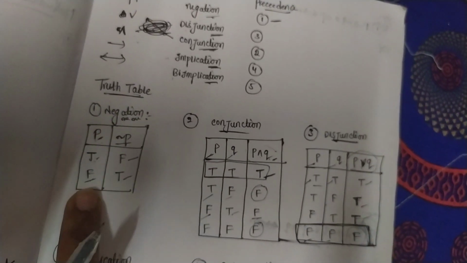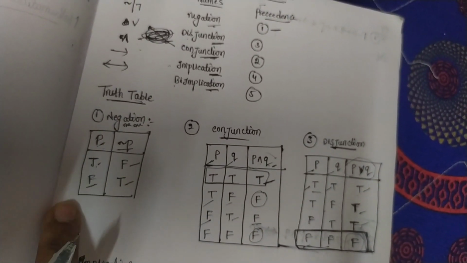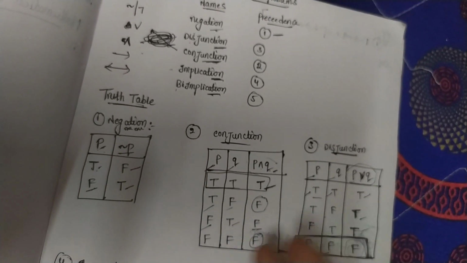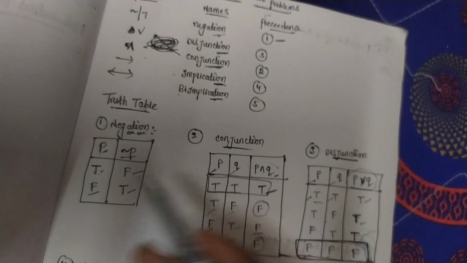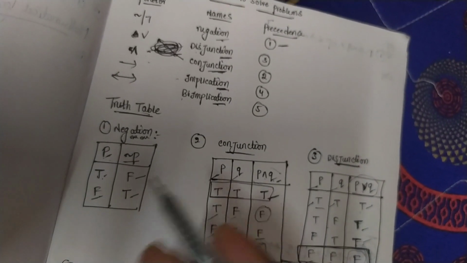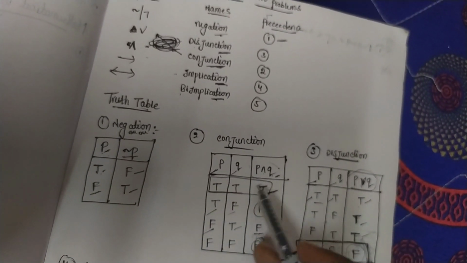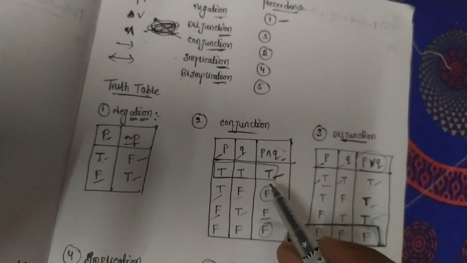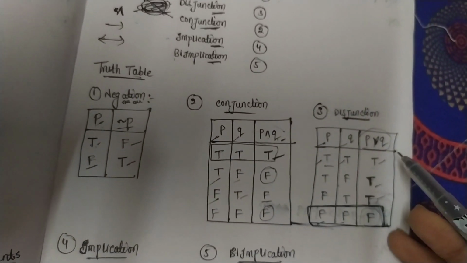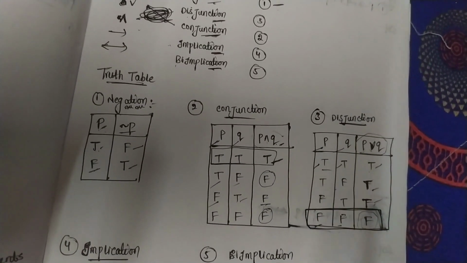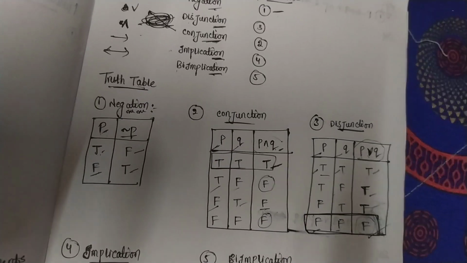In negation, if true is given, we get false. If false is given, we get true. In conjunction, if two statements are true, then the whole statement is true. In disjunction, if two statements are false, the whole compound statement is false.